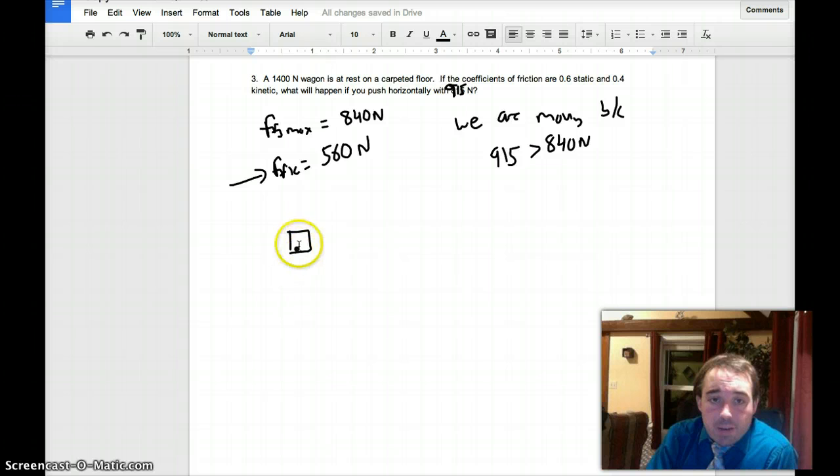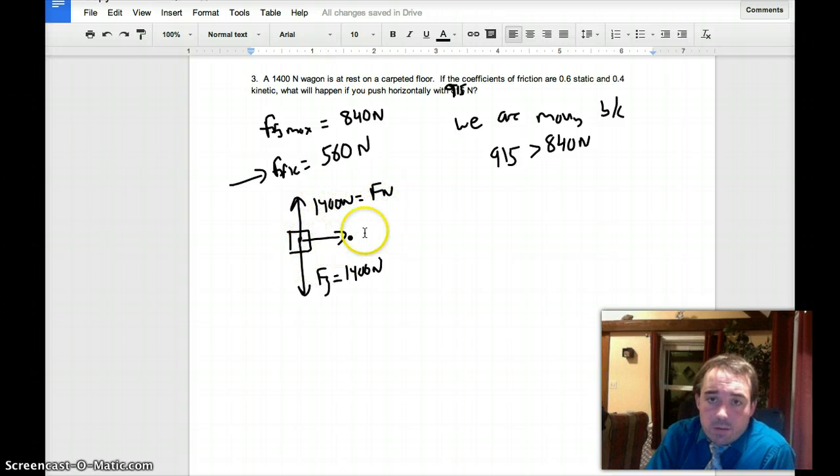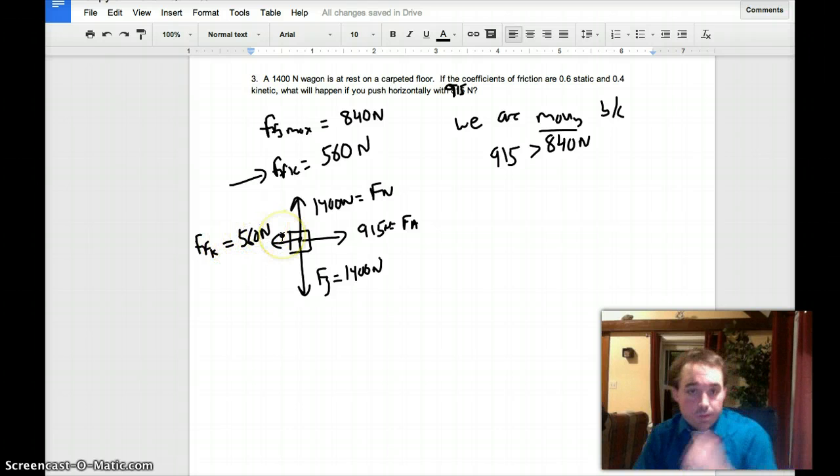So free body diagram. Looking at it to find the net force. Our force of gravity hadn't changed, it's still 1400. Our normal force hasn't changed, that's still 1400. Our applied force, we're still pushing with 915. And our force of friction, now we are moving, so it is going to be our kinetic friction, that is our moving friction value. It's going to be 560 newtons.